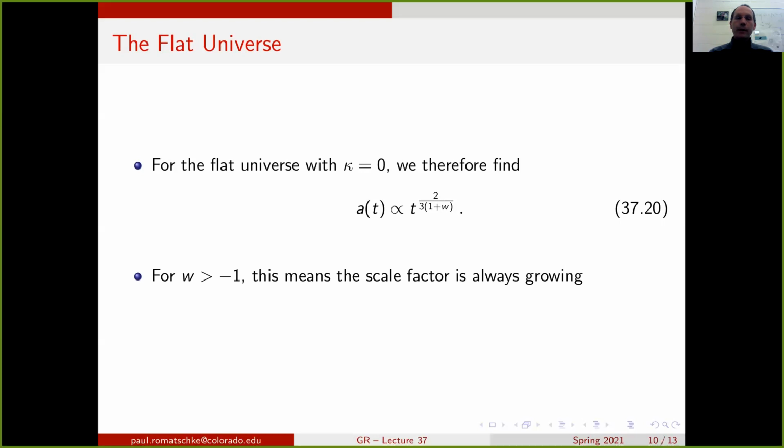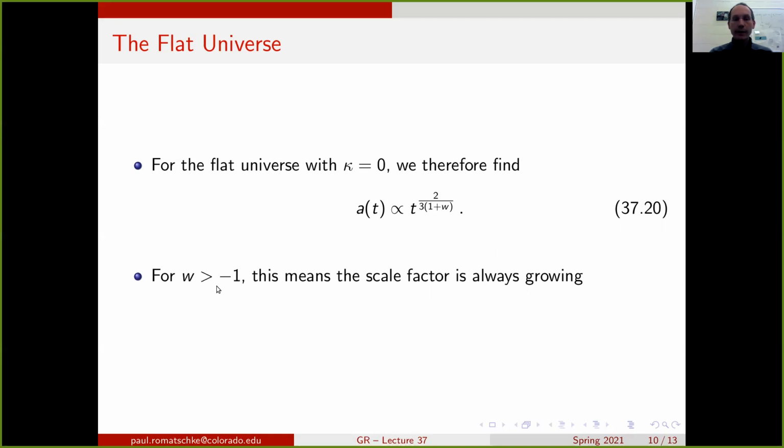Since we generically expect w to be bigger than -1, this means that the scale factor has a positive power in the exponent, which means that the power of t is positive, and that means that the scale factor is always growing for a flat universe.